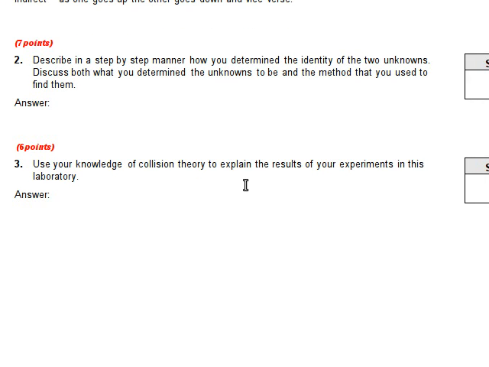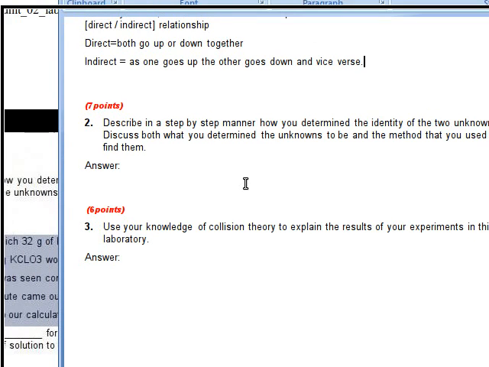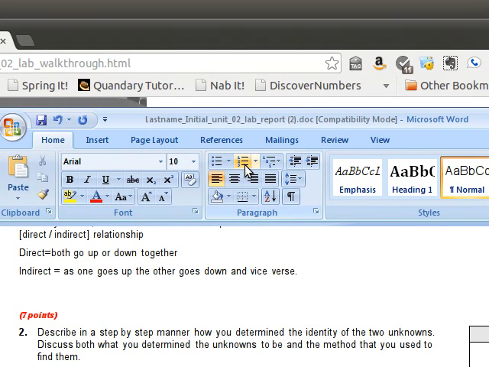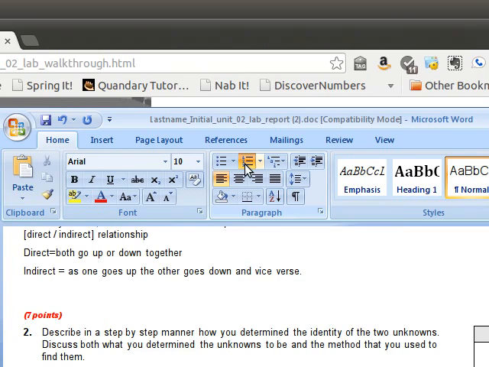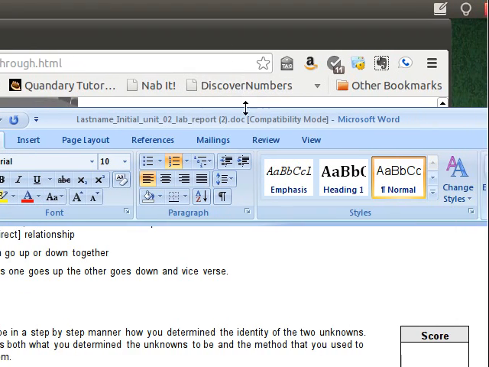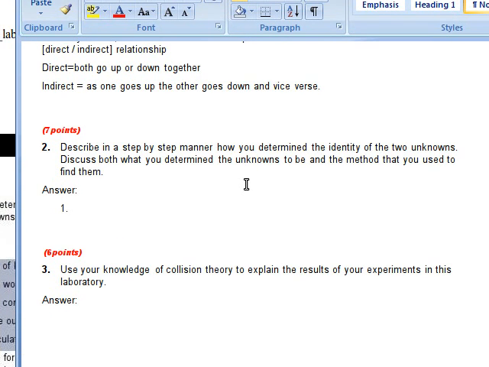Let's go to question 2. Describe in a step-by-step manner how you determine the identity of the two unknowns. That's the first thing we have to do. So whenever I do a step-by-step thing, I'm going to use bullet points. This has an order, so I'll go ahead and I will use the numbered bullet points here. I'm going to pause the video and write some stuff down.